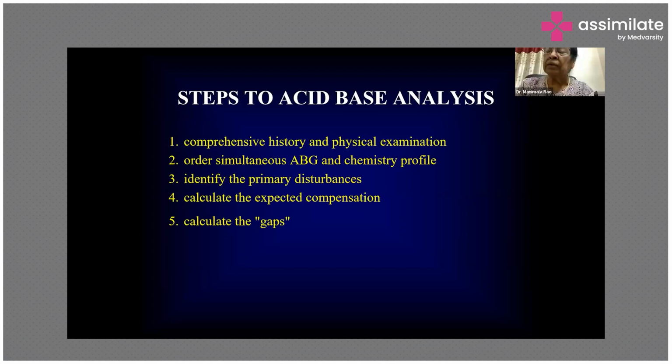First of all, we have to know what is the primary disorder. Is it respiratory or metabolic? And what are the various compensatory mechanisms, the expected compensation, and also calculate the gaps. So these are basically the steps to acid base. One, history and examination. Second, ABG and chemistry, meaning electrolytes. Identify the primary disturbance, then see whether it is compensated and how it is compensated, and calculate the gaps. Once you calculate the gaps, you can see any mixed acid-base disorders.